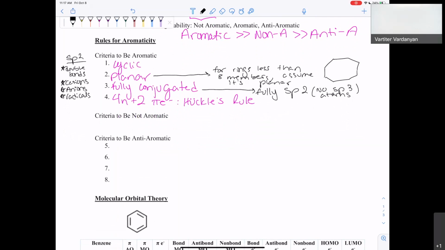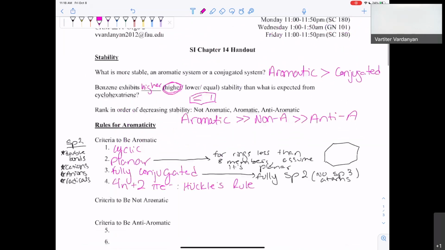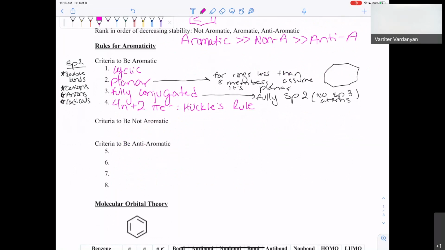So the reason the first three are really important is because we have the same first three rules for anti-aromatic as well. So it has to be cyclic, planar, fully conjugated. So then the big difference between aromatic and anti-aromatic is just the number of pi electrons. So for aromaticity, you guys told me Hückel's rule is 4n plus 2. And for anti-aromatic, it's 4n. So a lot of people tend to get confused at this point because they're like, okay, well, what does n stand for? What number do we substitute for n? Things like that.